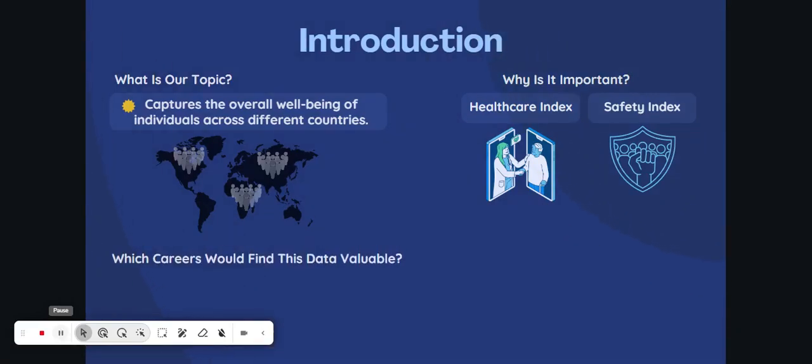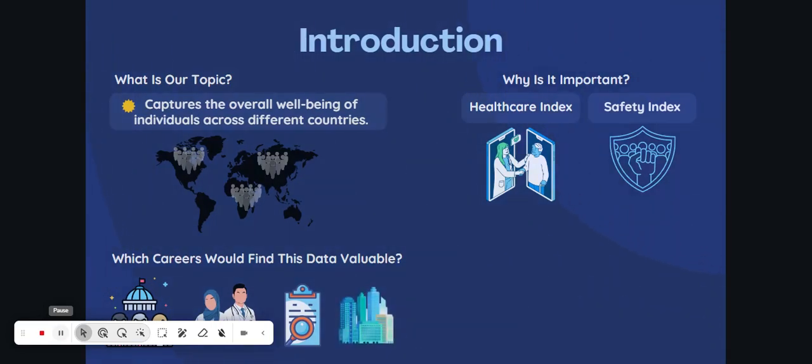Now, which careers would find this data valuable? This data is useful for lots of different jobs. Government officials and policy experts use it to make decisions and evaluate programs. Healthcare workers use it to plan public health strategies and figure out where to put resources. Economists and researchers look at it to understand bigger economic and social patterns. City planners use it to design safer, healthier cities, while business people and investors use it to understand risks and opportunities in different markets. Or any regular person could look at it, deciding where to move their family or plan their next family vacation.